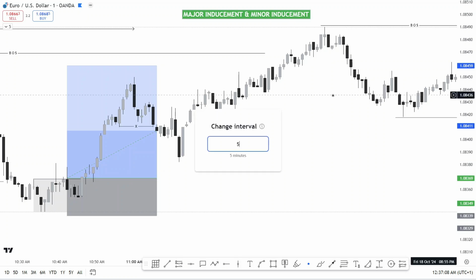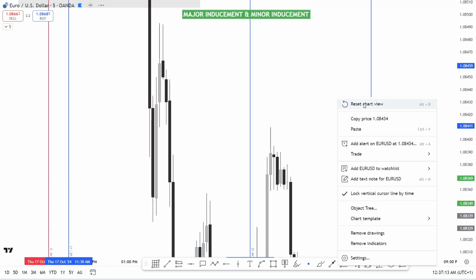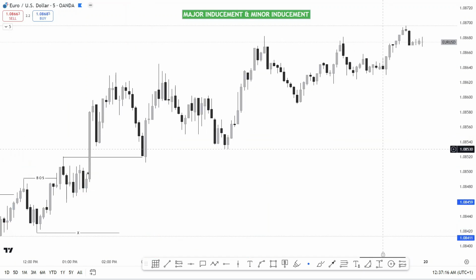So I'm not telling you things that I don't practice. You will see me call these trades live and direct as well. So that's exactly what happened here.